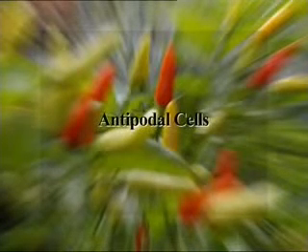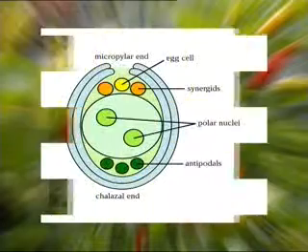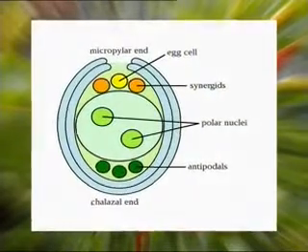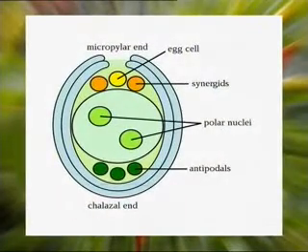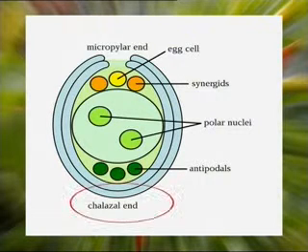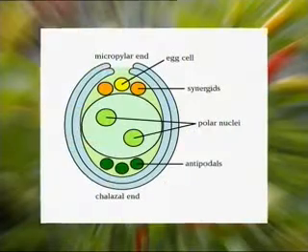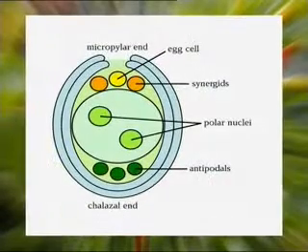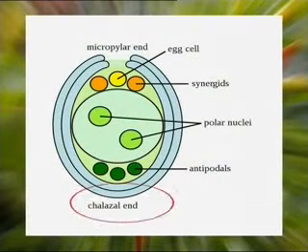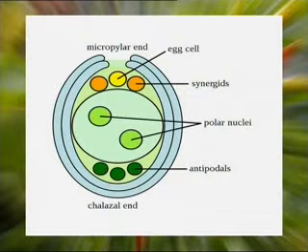Number 3, antipodal cells. These cells lie at the chalazal end of the embryo sac. They exhibit the greatest variation amongst all the cells of the embryo sac. Usually, they degenerate before or soon after fertilization without any appreciable enlargement. In a typical Polygonum type of embryo sac, there are 3 antipodals, but occasionally they may divide and then their number increases.